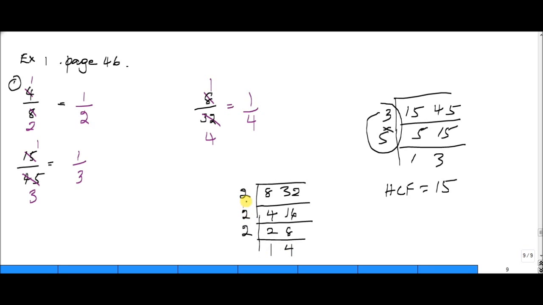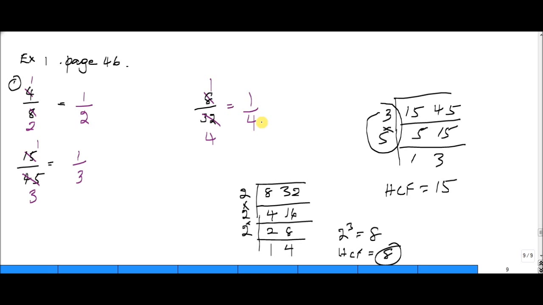So this would be 2 times 2 times 2, or 2 cubed, which is equal to 8. 2 2s are 4, 4 2s are 8. So the highest common factor here being 8, our HCF is equal to 8. So we use 8 to divide the numerator. 8 into 8 goes 1 time, and 8 into 32 would go 4 times.